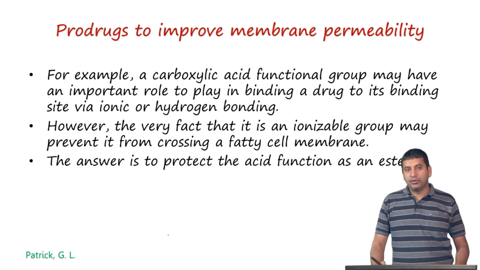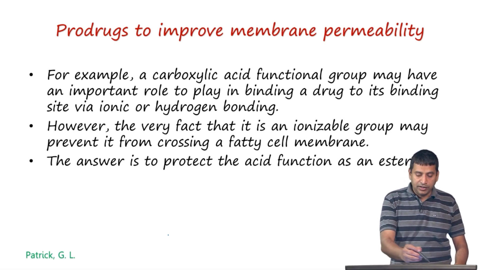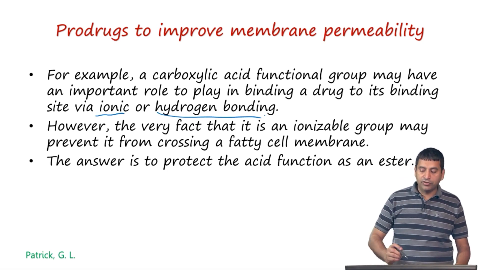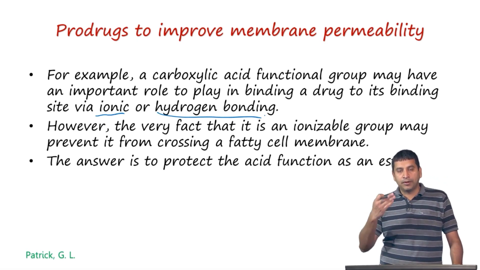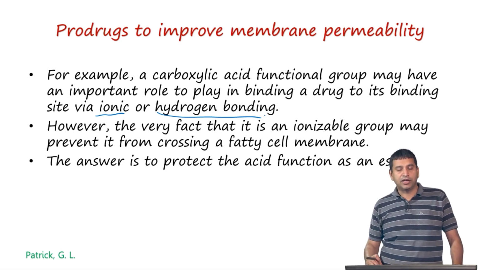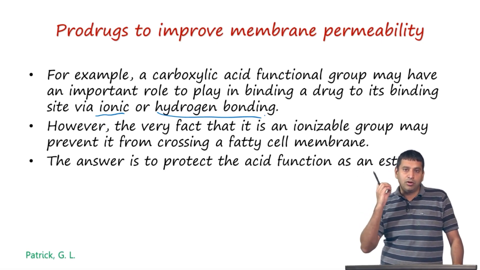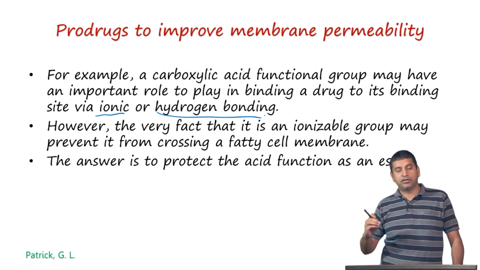So, as we discussed, there are many drugs with carboxylic acids and they are very good with ionic or hydrogen bonding interactions. And so, when we prevent this interaction from happening, the ester itself would not be very active, and therefore, it becomes useful. Okay. So, the very fact that an ionizable group may prevent it from crossing a fatty cell membrane is something that has led to a number of esters. So, we can now make a number of esters which have various permeabilities and various stabilities.